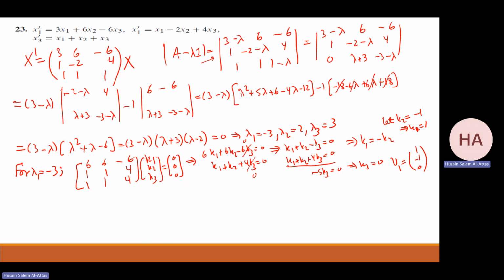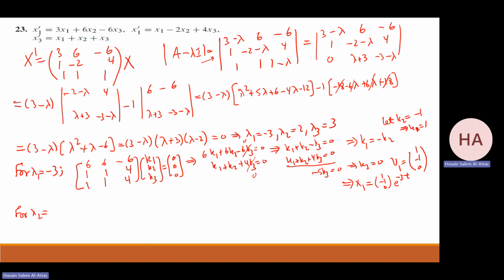K1 equal minus K2. One is minus, one is plus. Is it 0, minus 1, 0? No, it cannot be. Okay, so V1 equal this. So my X1 will be 1, -1, 0, e to the minus 3t. Yeah, I think it is correct, unless I made a mistake somewhere. No. Okay, now for lambda 2 equals what?